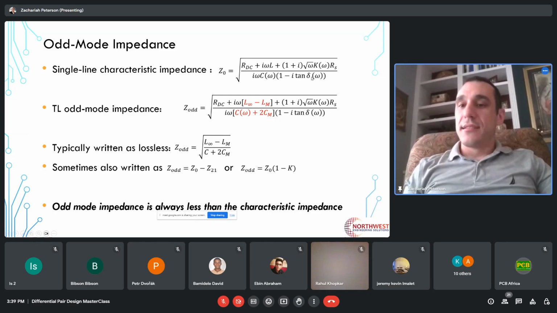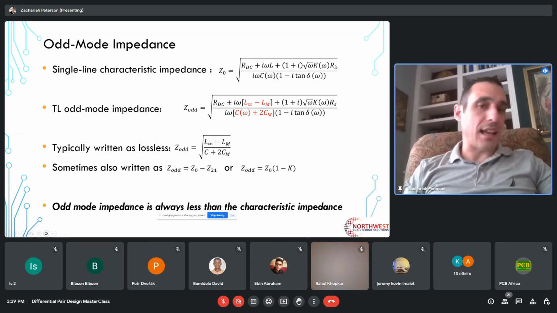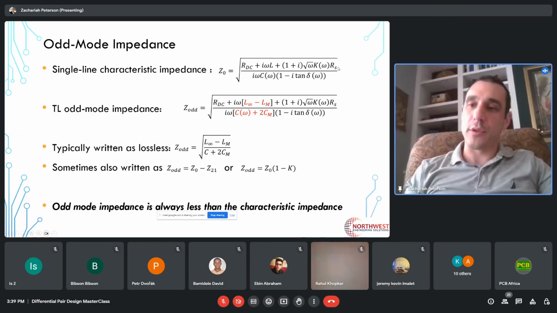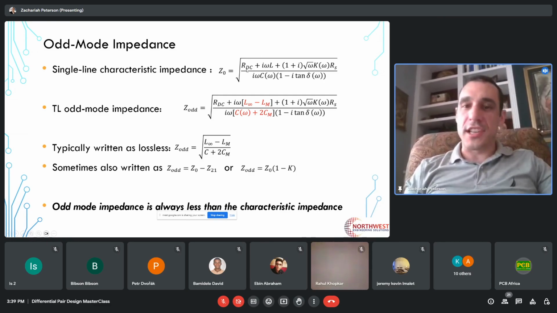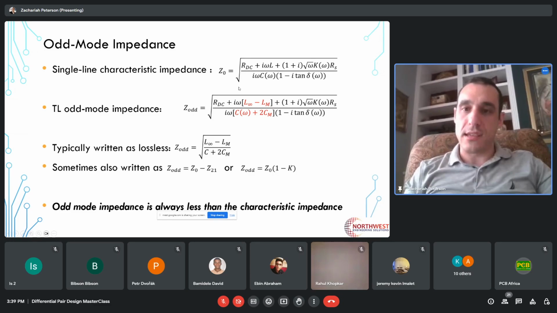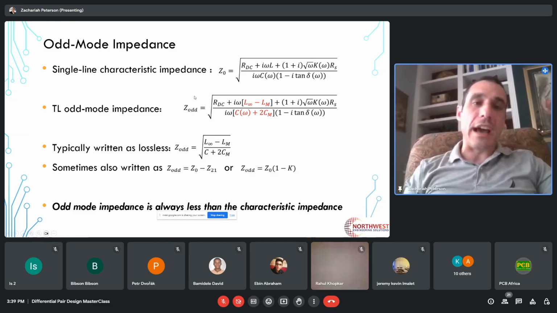And here the loss tangent you can pull from a data sheet. R sub S, like I said, you can get from some online calculators. RDC is easy to calculate. It's just using the cross section. And then L and C can be pulled out from a lossless model in your design tool or in some of these online calculators.